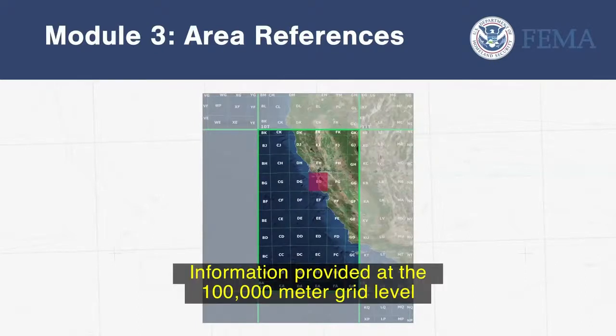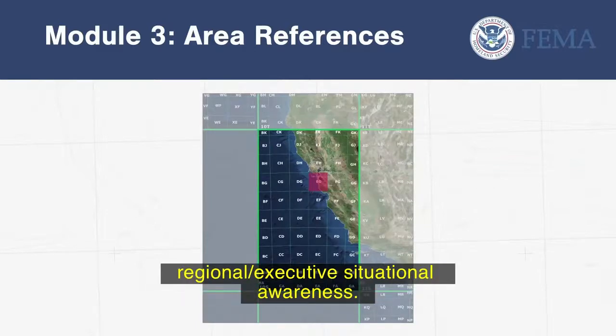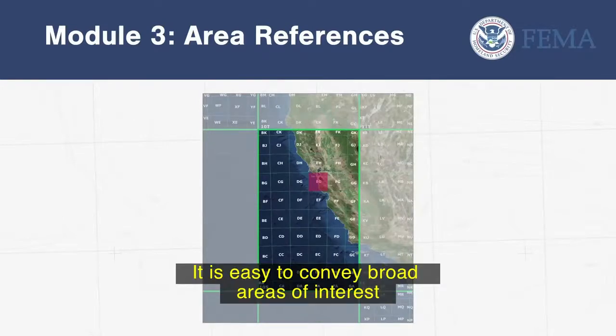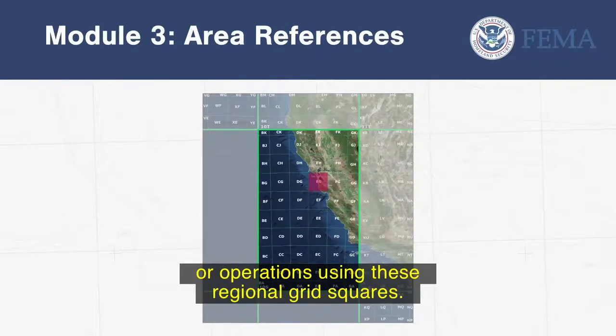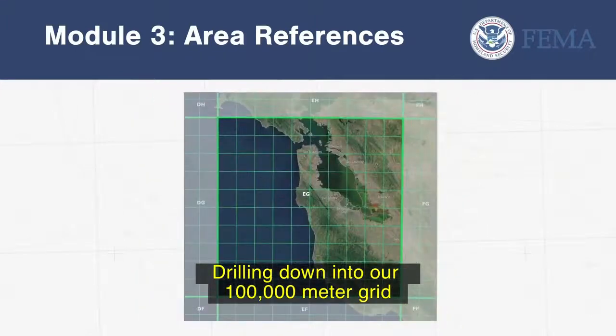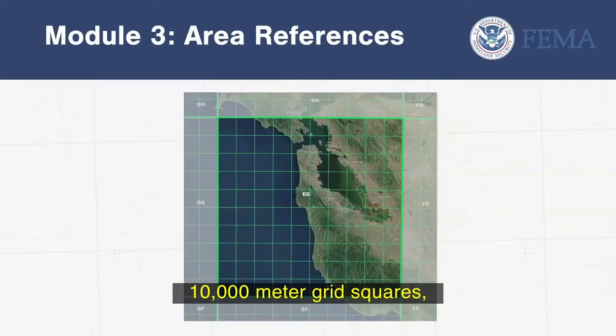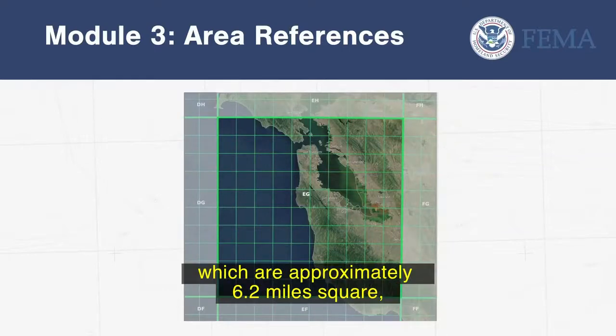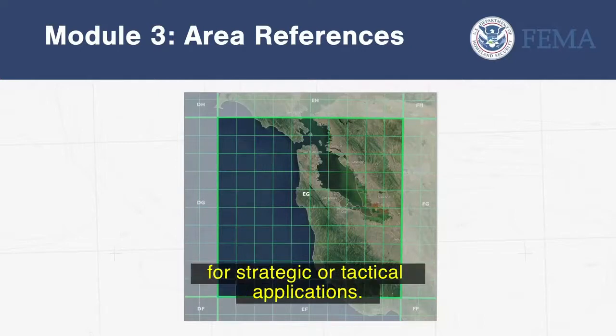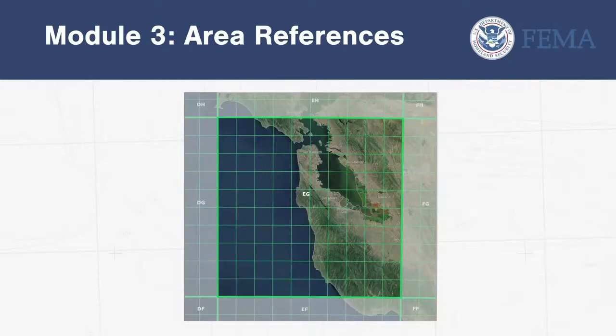Information provided at the 100,000 meter grid level may be most relevant for regional executive situational awareness. It is easy to convey broad areas of interest or operations using these regional grid squares. Drilling down into our 100,000 meter grid, we can use the USNG to identify one or more 10,000 meter grid squares, which are approximately 6.2 miles square, as an area reference for strategic or tactical applications.